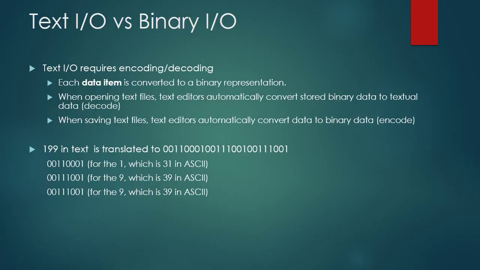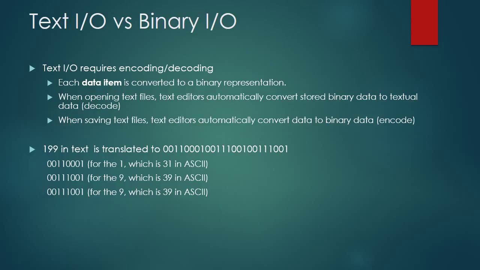So here's an example. The number 199 in text is translated to that long string of ones and zeros. If you're not familiar with binary, I would love to spend some time discussing binary. As a computer science major, I think it's very essential to understand binary and even hexadecimal format. But for the purposes of this class, I'm going to have to, unfortunately, just skip over it. Hopefully in a later time you guys will have a class where you can actually talk more about binary data. But for this particular case, let me just go with it.